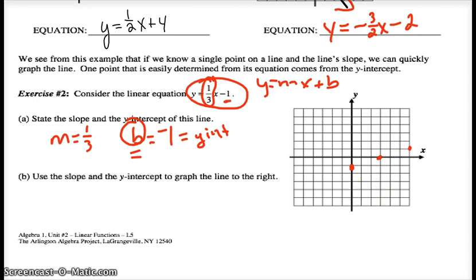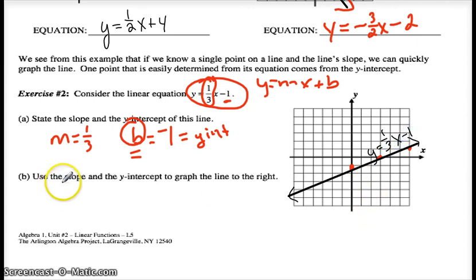We take our straight edge and we can go like that. And we need arrows to show that the line goes on forever. I'm just going to fix this one here. It's a little off. Okay, and then we need to name the line. The name of the line is the equation of the line. y equals 1/3 x minus 1.